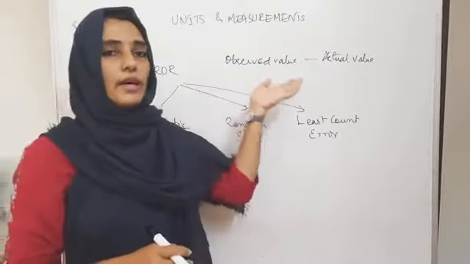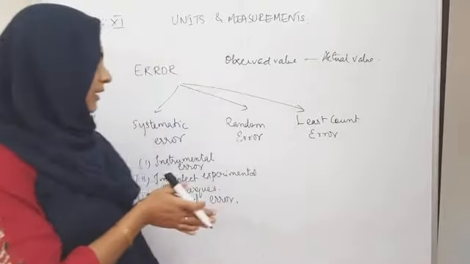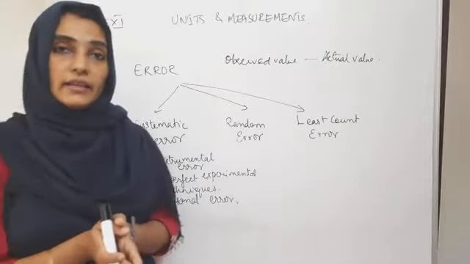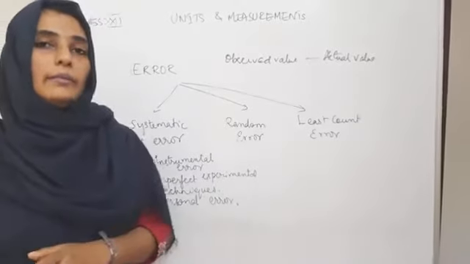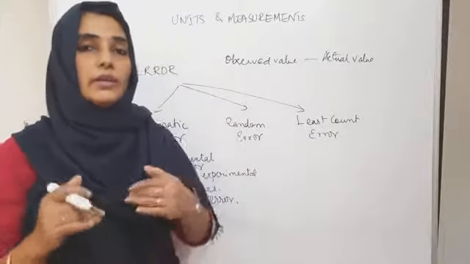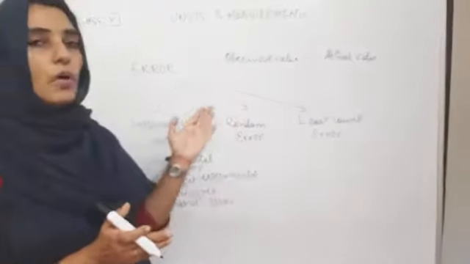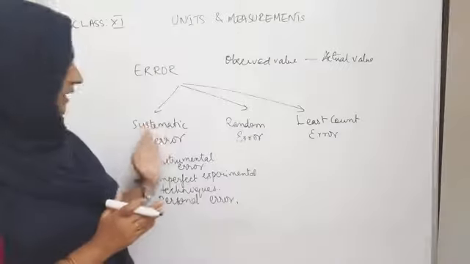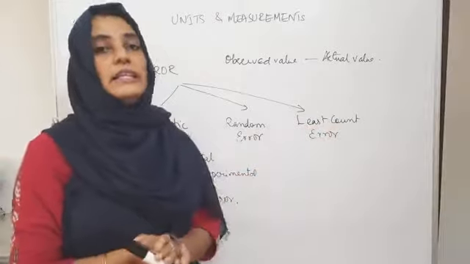So you are going to compare the observed value with the actual value. If there is an error, then we have to identify in which category this error has occurred, and how to reduce or minimize the occurrence of errors. We cannot completely eliminate errors, but we can reduce them. Let us see into how many types we can categorize errors. Basically we have three kinds of errors: systematic error, random error, and finally least count error.